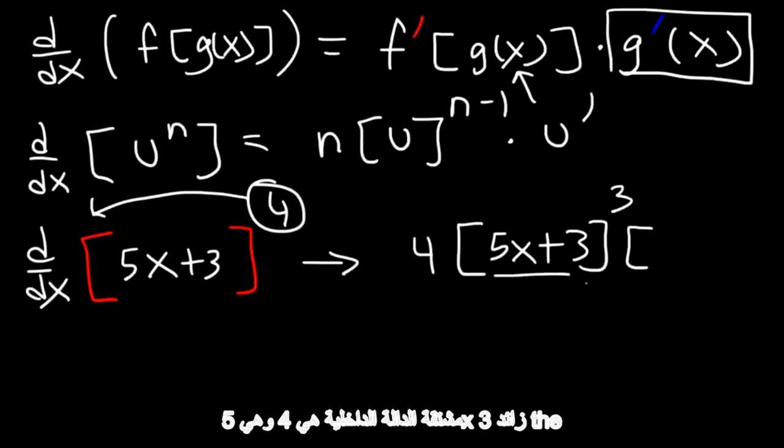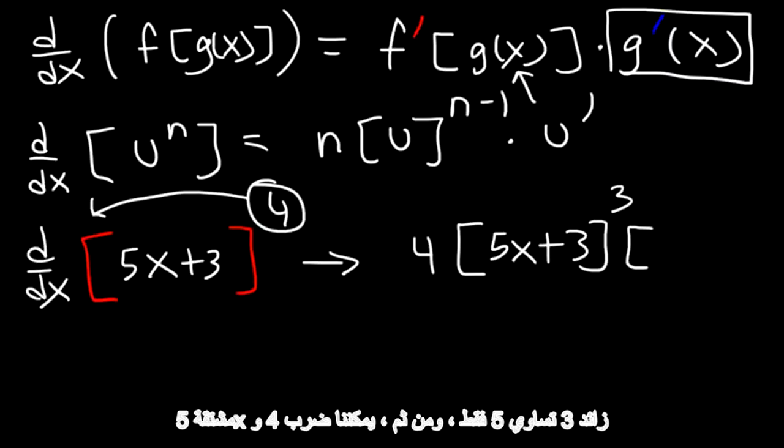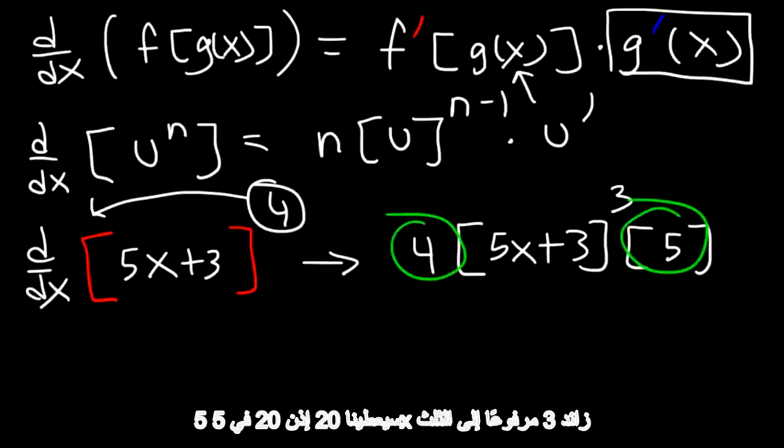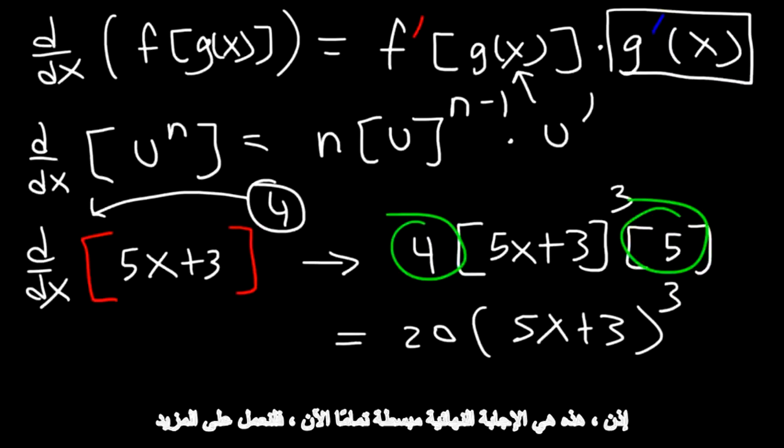The inside function is 5x plus 3. The derivative of 5x plus 3 is just 5. And so that's the answer. We can multiply 4 and 5, that's going to give us 20. So it's 20 times 5x plus 3 raised to the 3rd power. So that's the final answer, fully simplified.